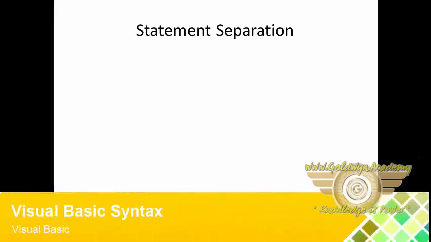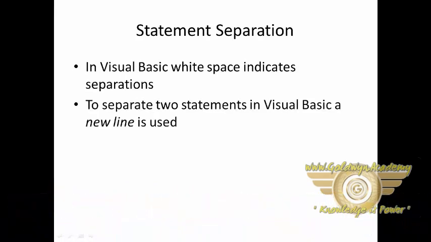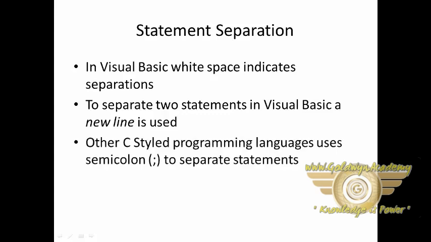Statement separation. In Visual Basic, white space indicates separation between words. To separate two statements in Visual Basic, you use a new line. So that means if you want to break the statement and write down another statement, you just have to start it in a new line. That is it. Other C-style programming languages use a semicolon to separate statements. But in Visual Basic, just a new line and you are fine.